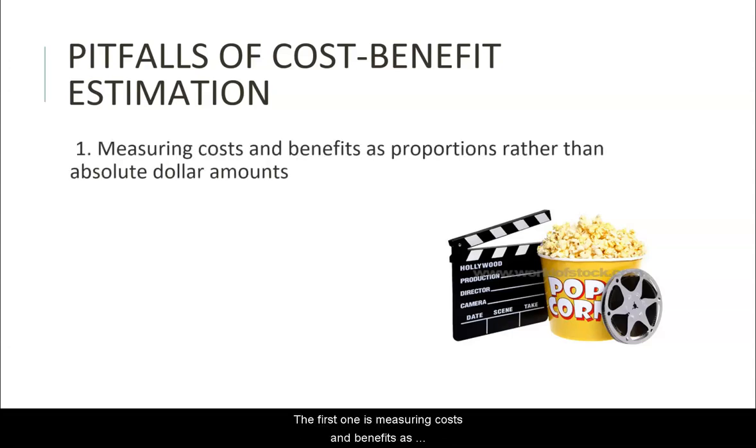The first one is measuring costs and benefits as proportions rather than absolute dollar amounts. So in our last example, the absolute dollar amount of the benefit was $10. But a lot of us look at those and say, oh, $10 off of $25, that's like 40% off. $10 off of $2,500, and that's not so much. That's more like 0.4% off. And so while 40% off definitely seems worth it, that's a good deal, 0.4% might not seem like that much. But the problem here is we're comparing this to the explicit cost of the item.